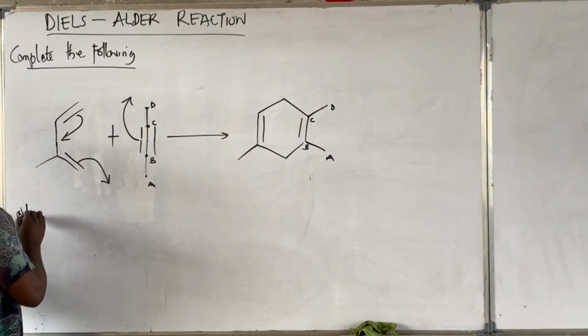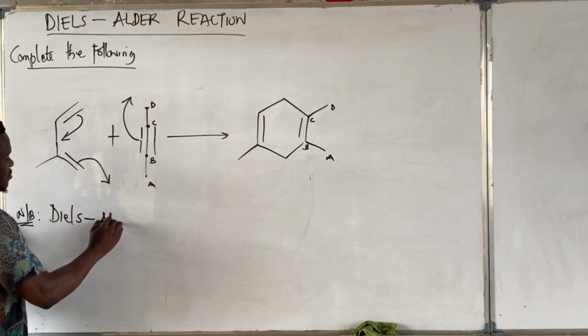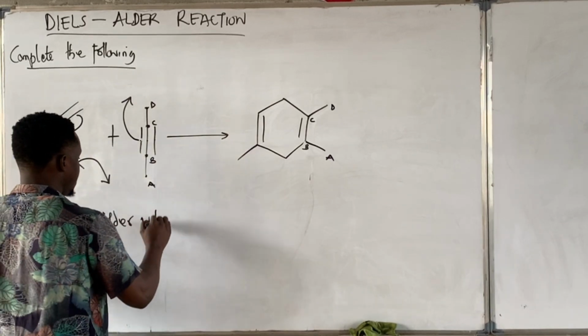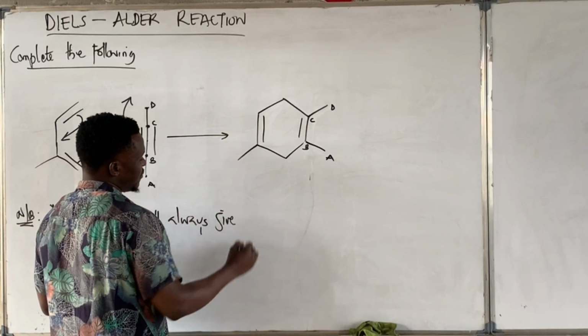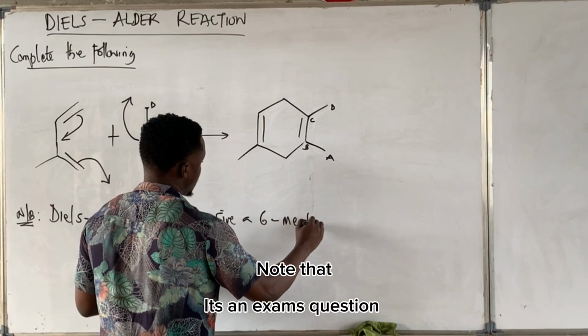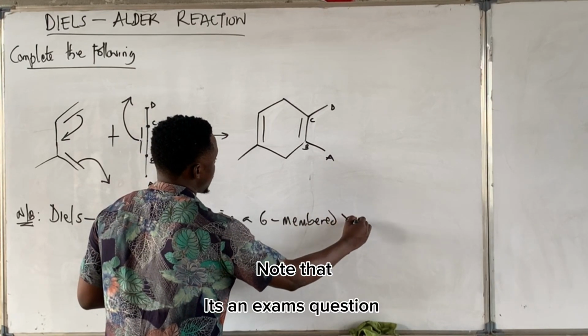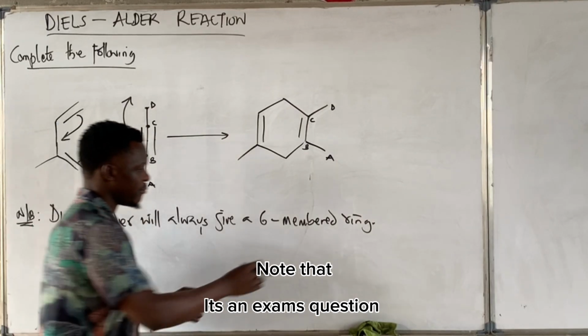Note, there's other reaction. We always give a 6-membered ring.